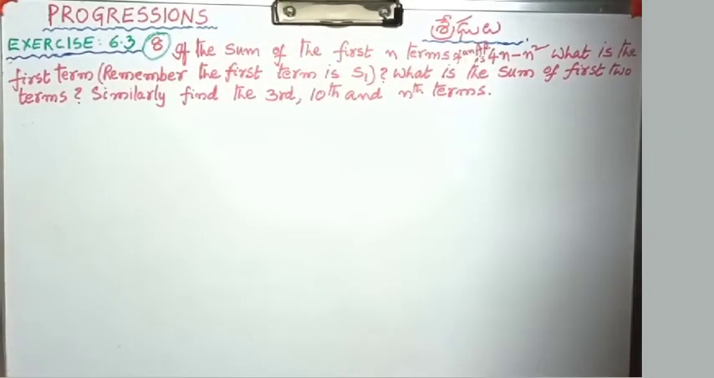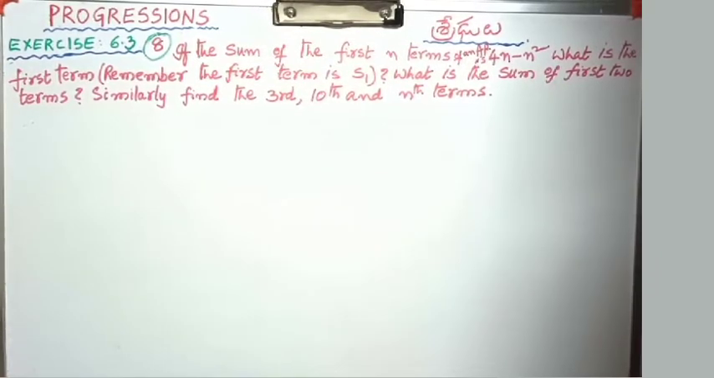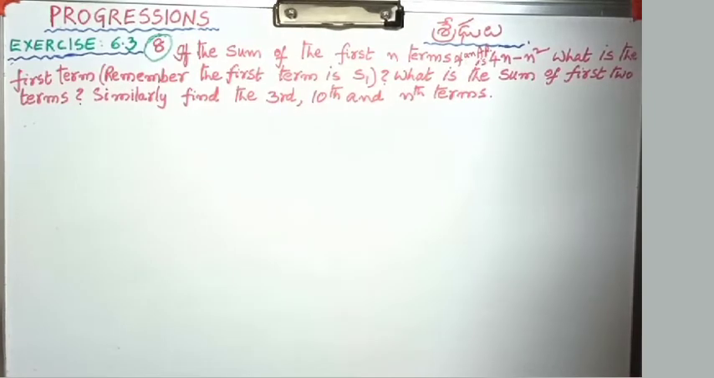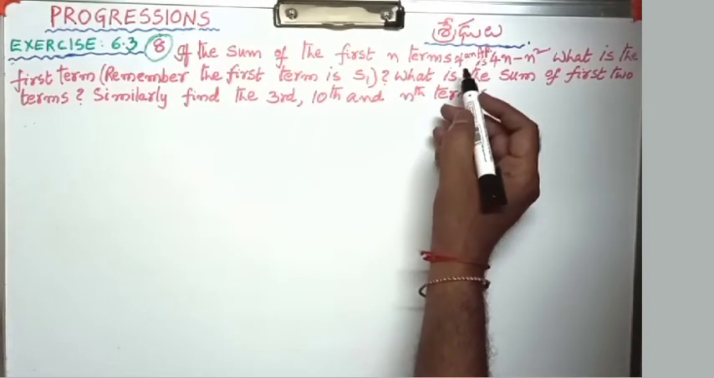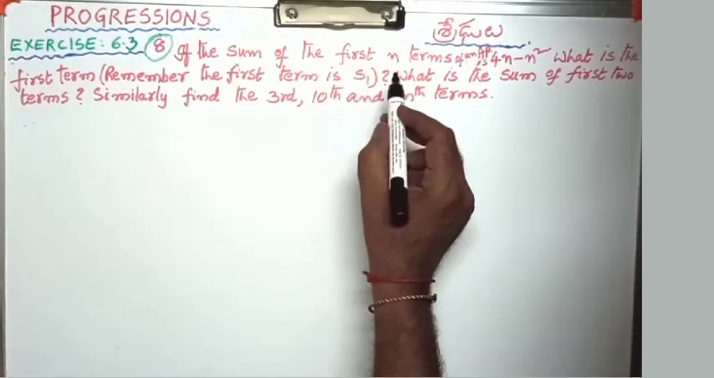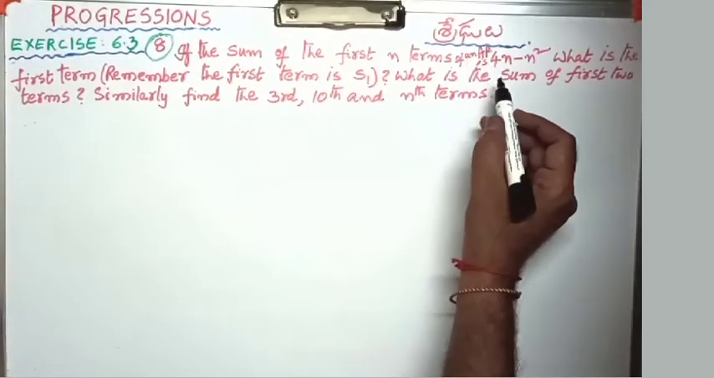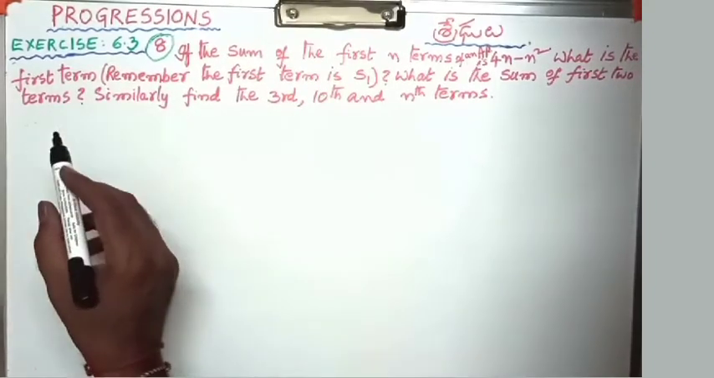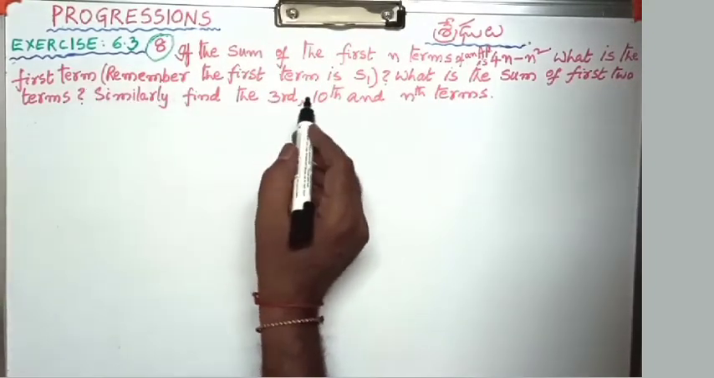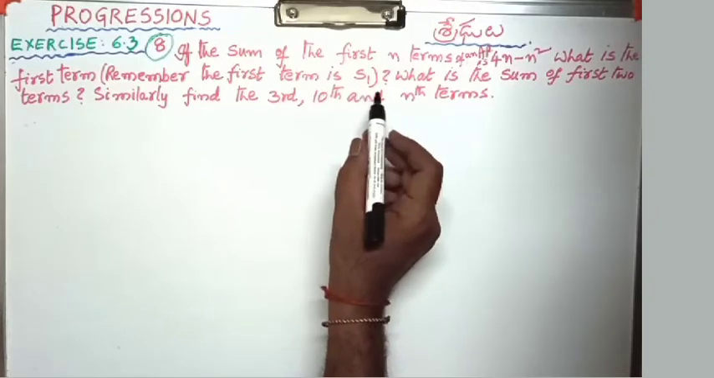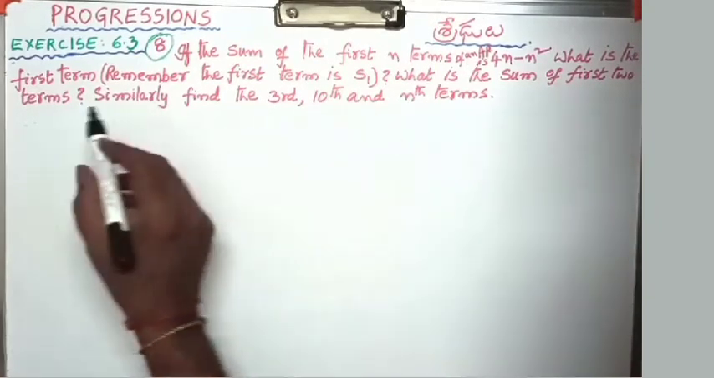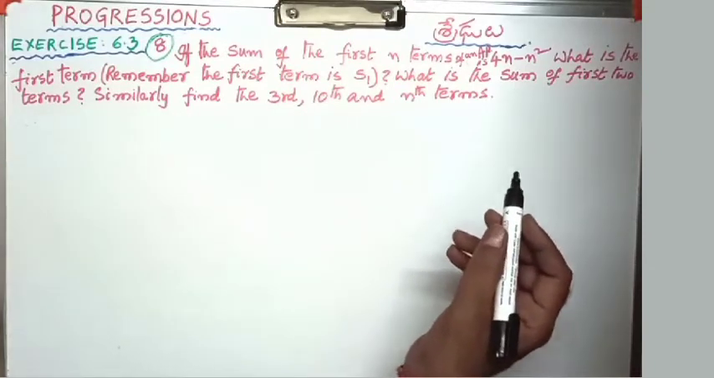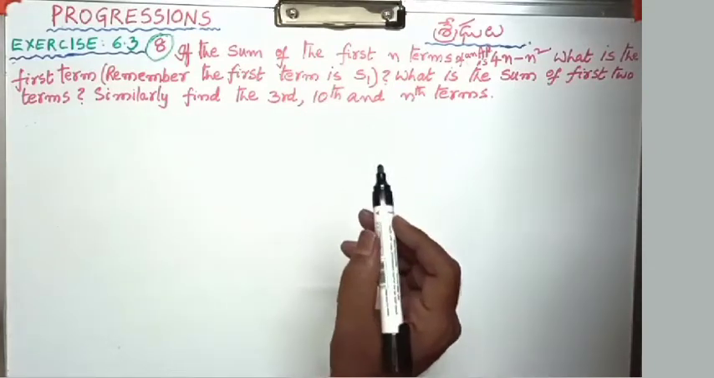Okay, dear students, now I am going to explain the 8th problem in exercise 6.3. If the sum of the first n terms of an AP is 4n minus n square, what is the first term? Remember, the first term is S1. What is the sum of the first two terms? Similarly, find the third, 10th and nth terms. Okay, this is the problem.